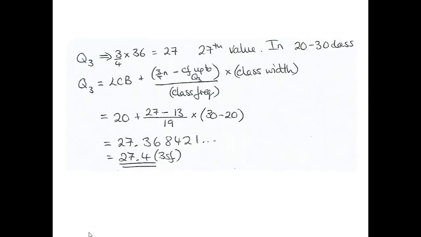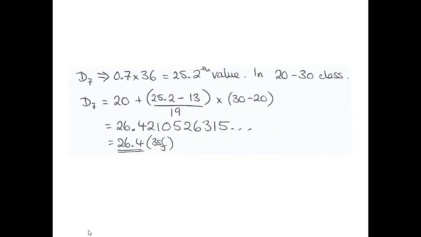Similarly for Q3, I'm not going to talk through this one. You should follow it, so pause if you need to look at the calculations. And then D7. D7, we want to go 7/10 of the way up the data. So 7/10 of n, 0.7 times n, you get 25.2, and then you follow the process exactly as you did before.